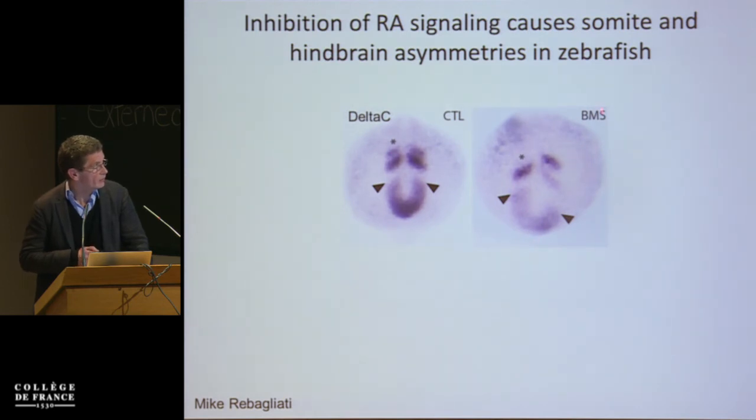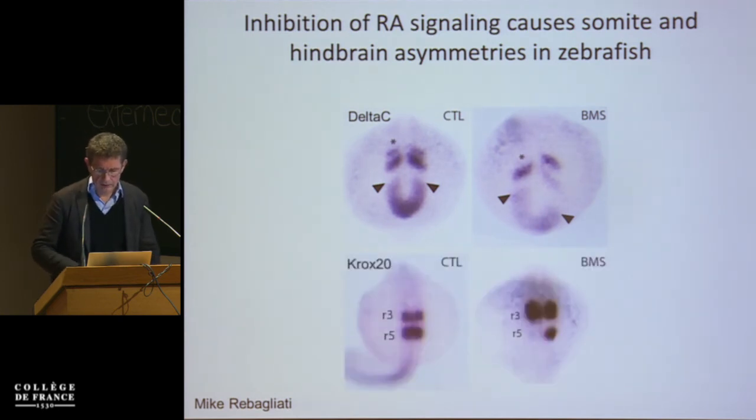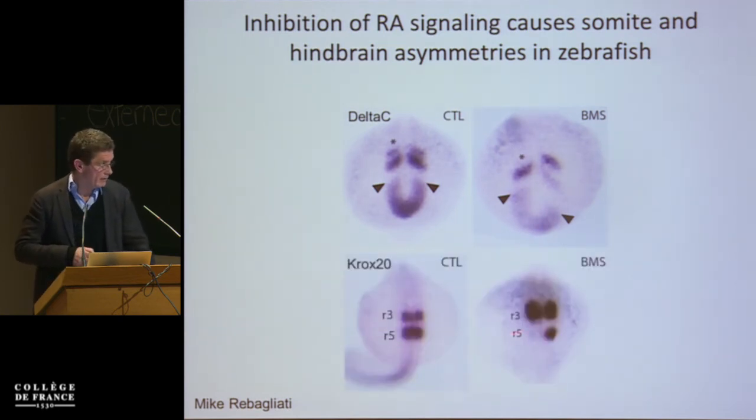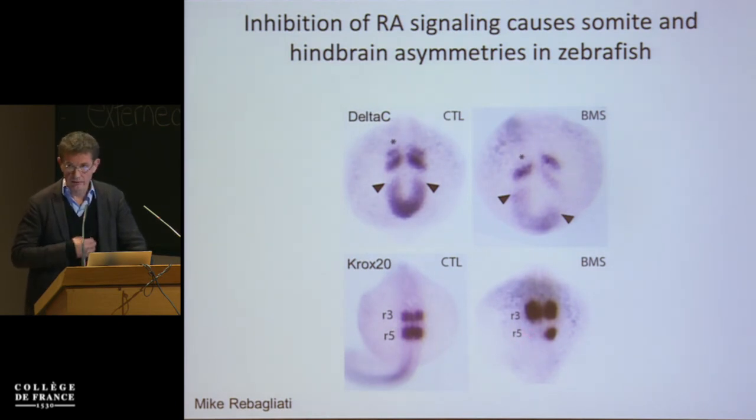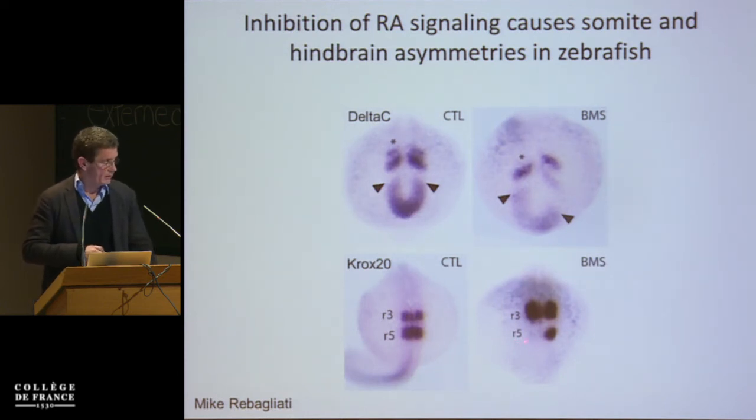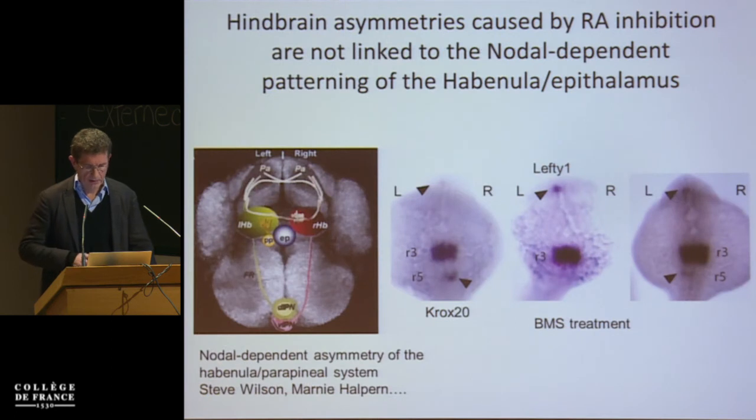And so Mike used a drug called BMS, which inhibits retinoic acid signaling, and he also saw this same desynchronization. But he also noticed that in these embryos, a fraction of the embryos showed left-right defects of the hindbrain. These are labeled with Krox20, which marks rhombomeres 3 and 5. And as you see, in some cases, half of the rhombomere 5 is absent, and that can happen on the right or on the left side.